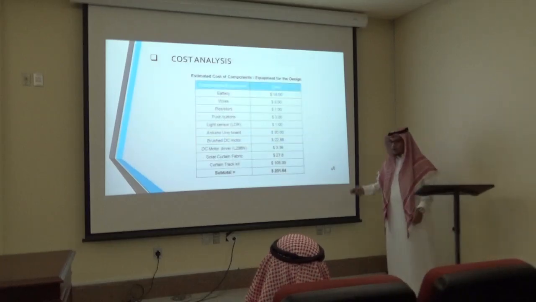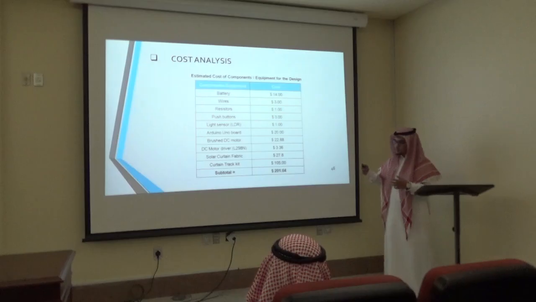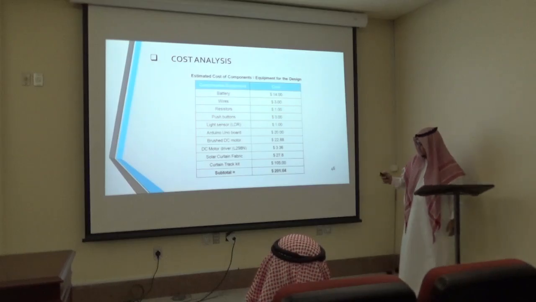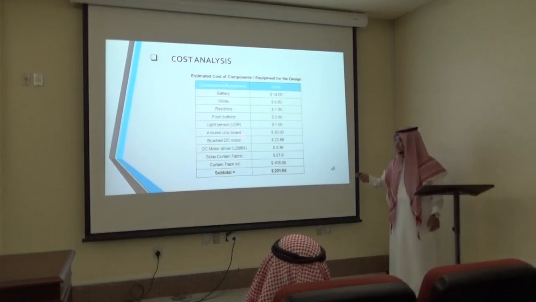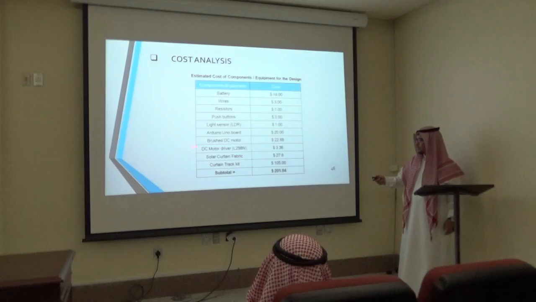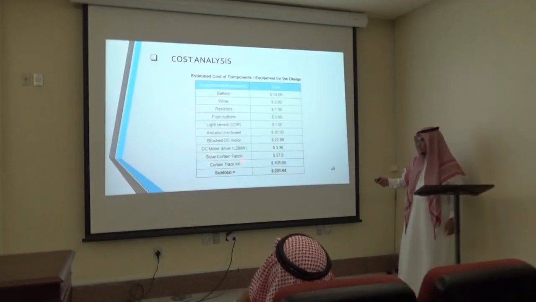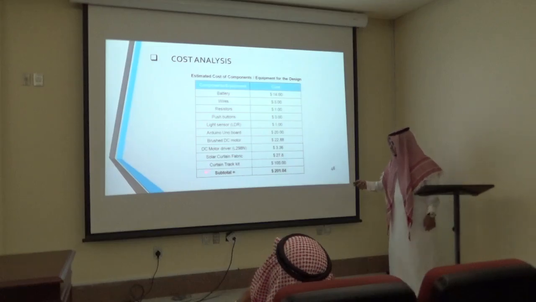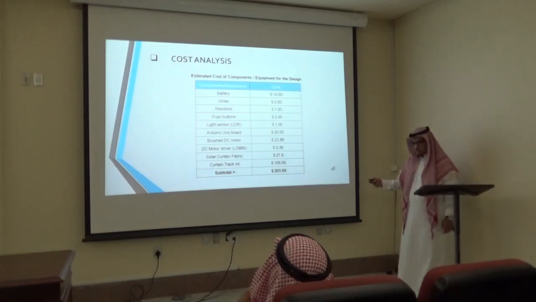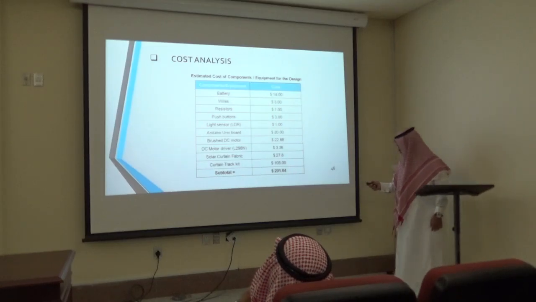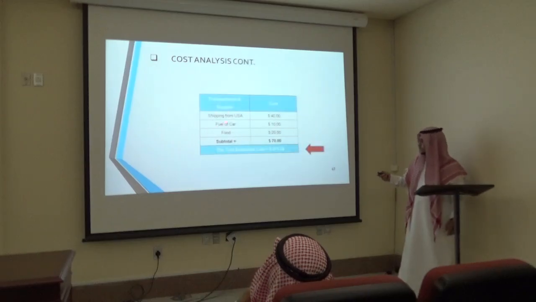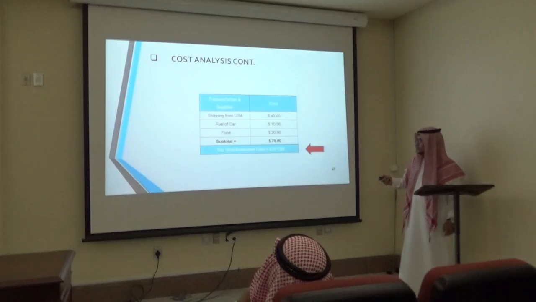This is more detail about the cost analysis, which is the final analysis for the cost. It shows the components here: a battery, wires, resistors, push buttons, a light sensor, Arduino, brushed DC motor driver, solar curtain fabric, and curtain track kit. So the subtotal for this table will be about $200. And there is also more cost for shipping from the USA because we ordered from an online market.